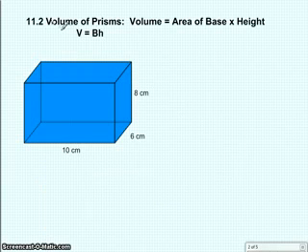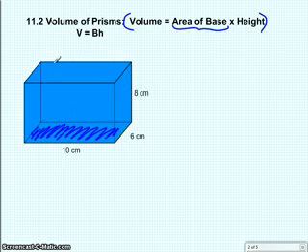We're going to start today with prisms. And the formula for the volume of a prism is the volume equals the area of the base times the height. And the base, if you remember with prisms, is whatever shape the 2 parallel sides are. Now I have 2 sides here across from each other, and they are rectangles. So in this case, I'm going to use my area formula for a rectangle to find the area of the base, then multiply it by the height.